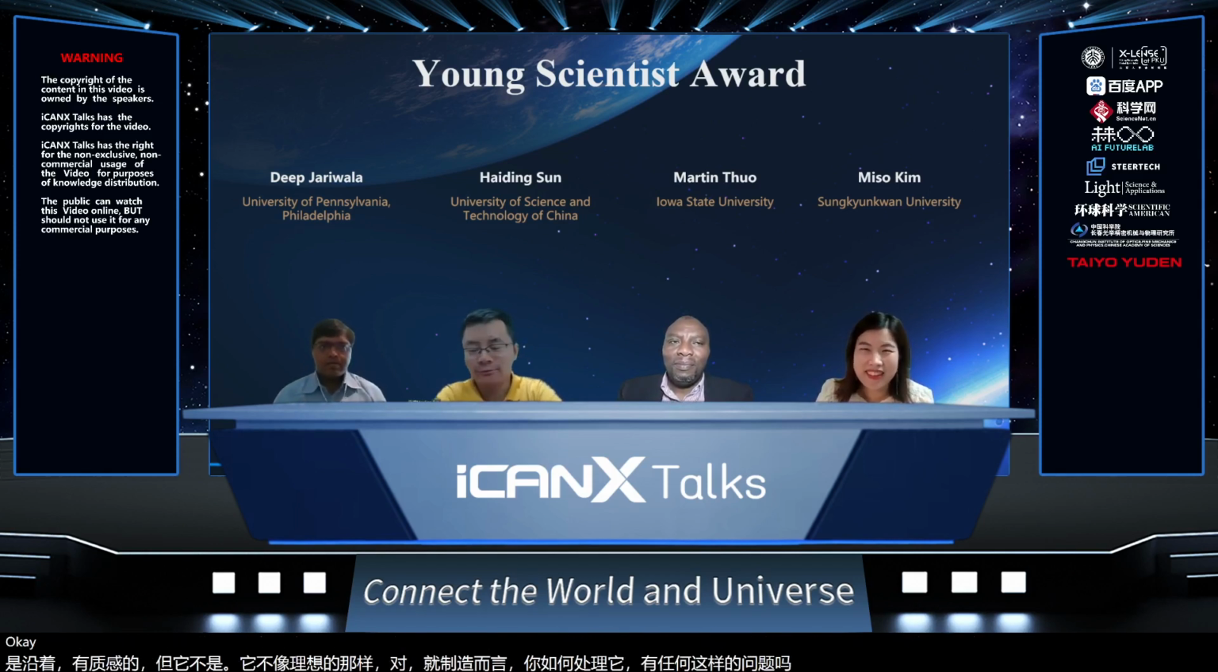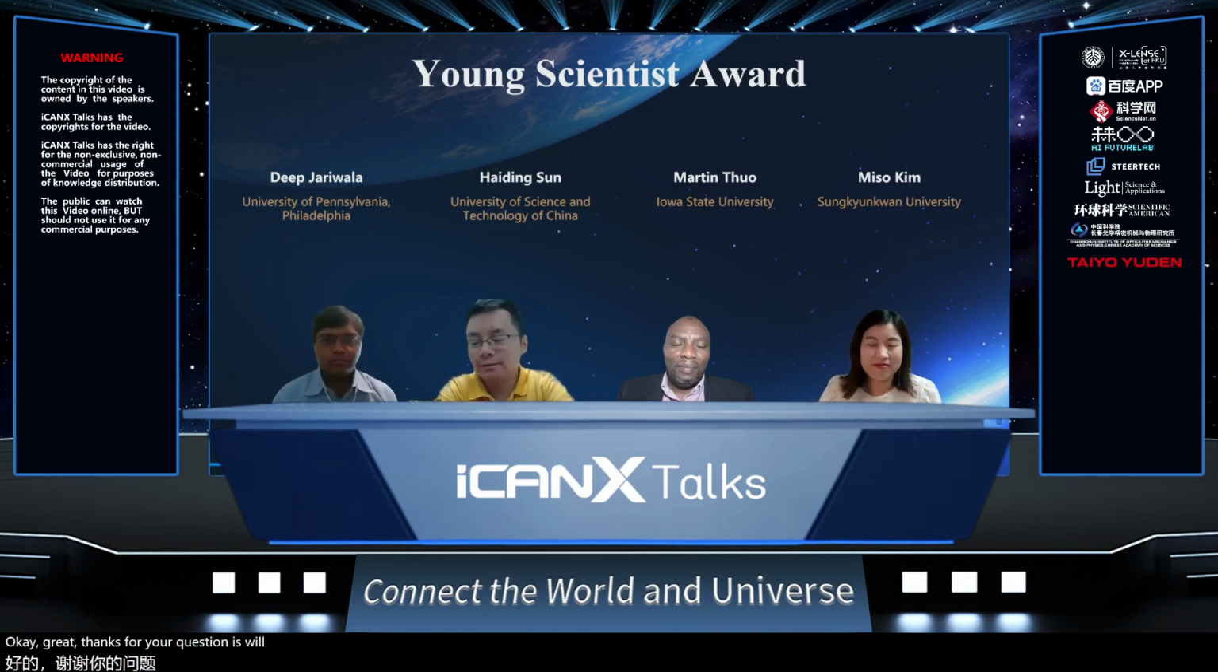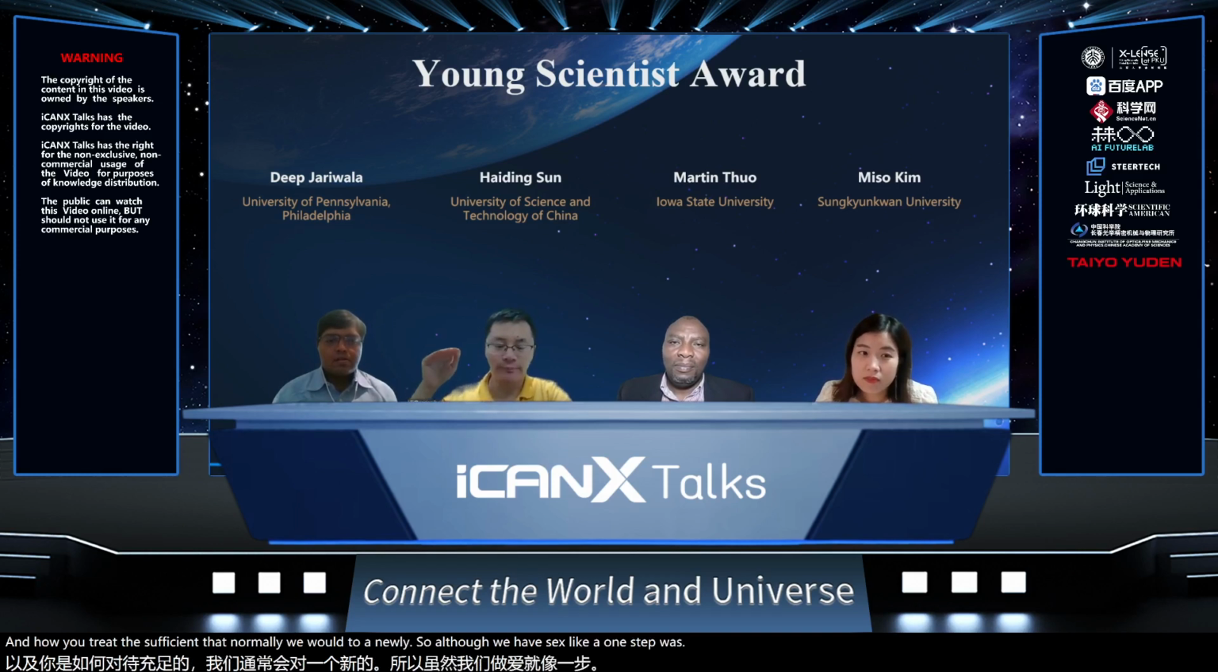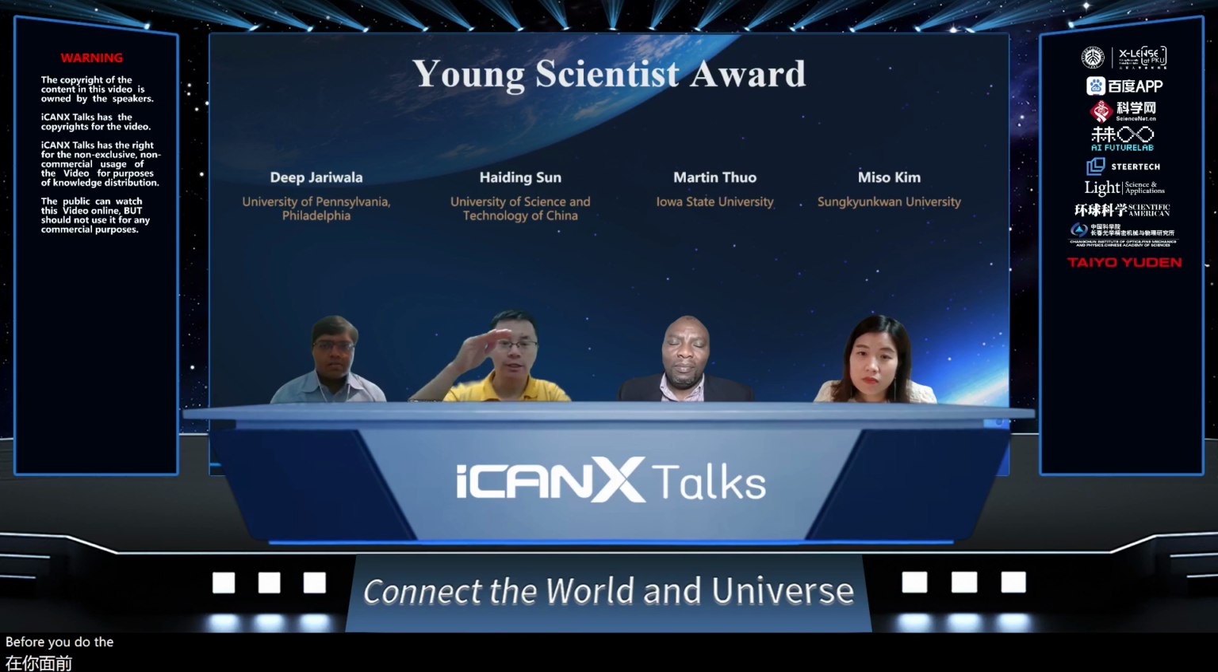Okay, great. Thanks for your question, Miso. I think it's very critical, the preparation initially for the nucleation stage and how you treat the sapphire substrate. Normally we will do annealing. So although we have steps, like one step, if you anneal the substrate before you do the growth, the step edge will become smoother, rather than the very sharp steps, if you anneal it at high temperature.